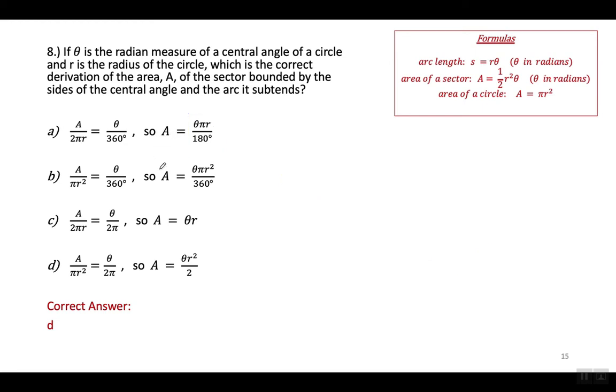Having said that, the only relationship that's correct is this one. And more importantly, let's look at the right side of this first. I said that the capital A, it says here, capital A is the area of the sector.